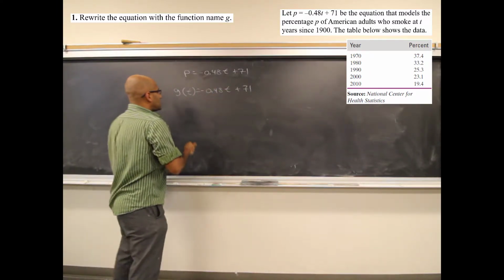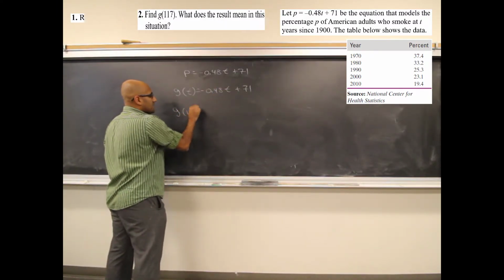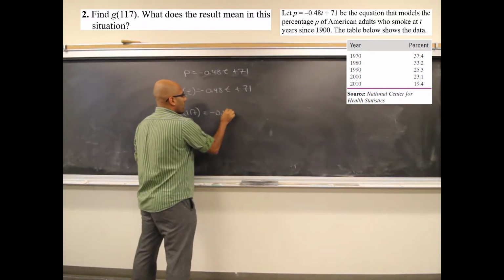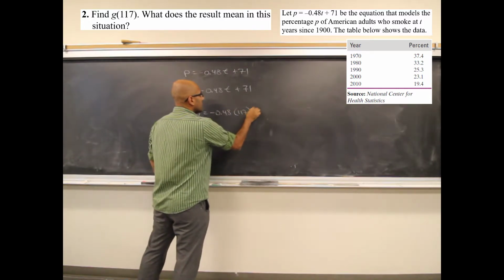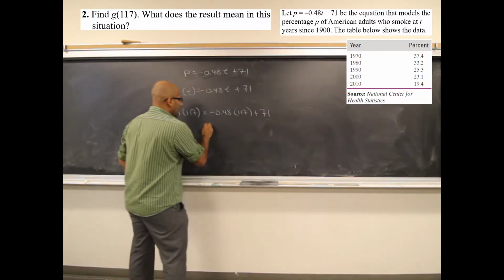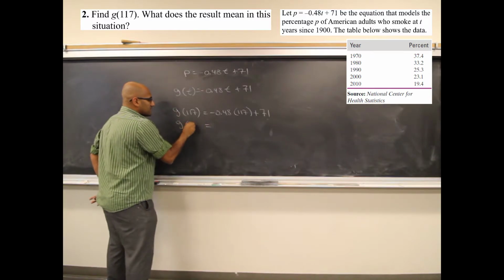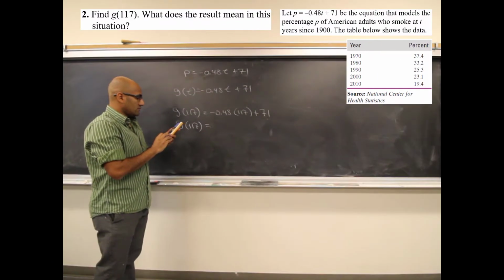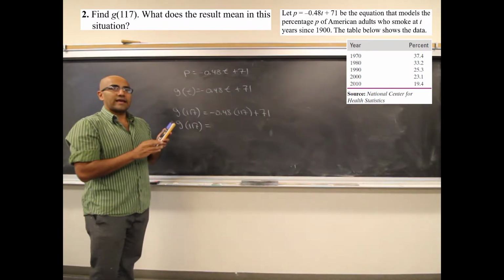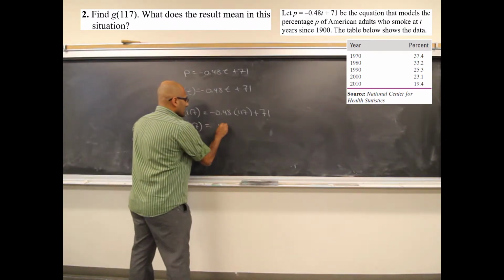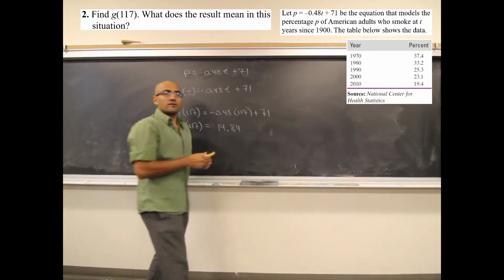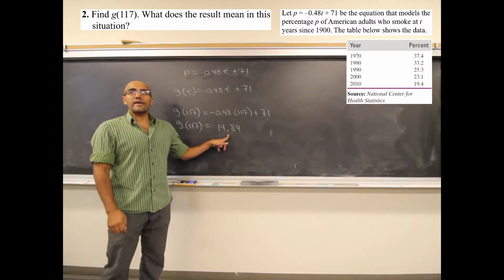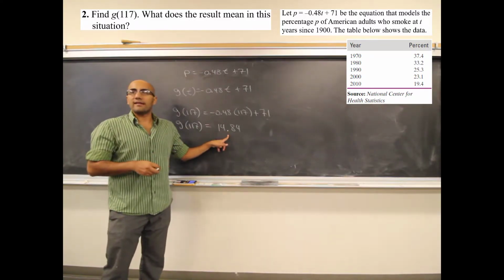We can evaluate g of 117. G of 117 is going to be negative 0.48 times 117 plus 71. So now we can just use our calculator to evaluate this. So what do you get when you do that? Are you guys getting 14.84? Yes. 14.84. Okay, 14.84 is what we get. And then how do we translate that into this situation?